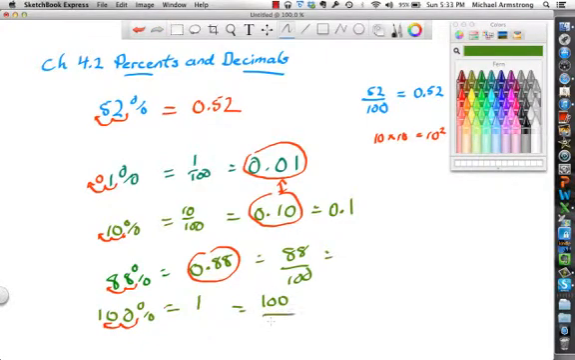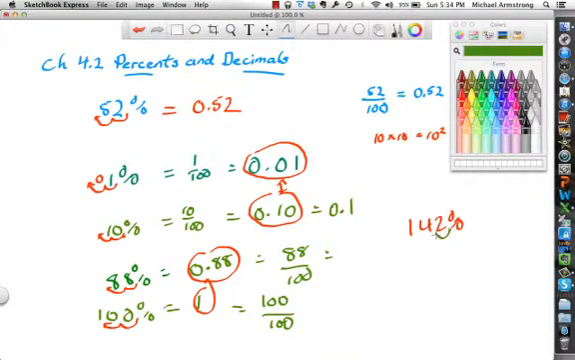That's the same thing as 100 hundredths. That makes sense to you. Now, just for kicks, we need to look at what happens when we have more than 100%. Say we have 142%. I wrote it in red. I guess we could do that.